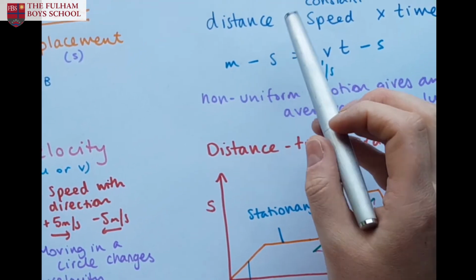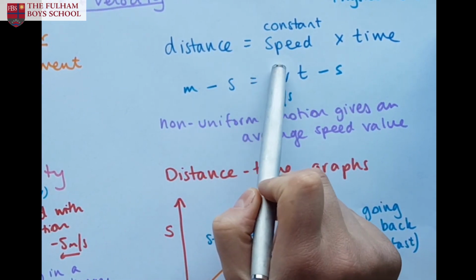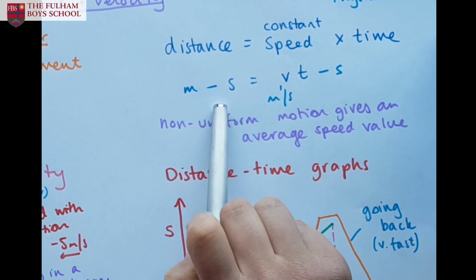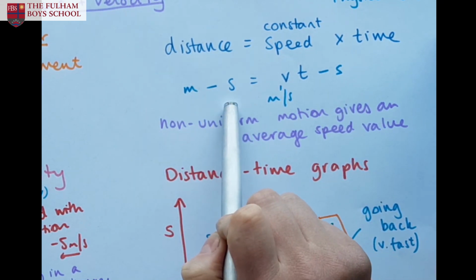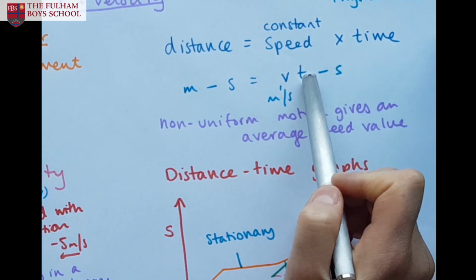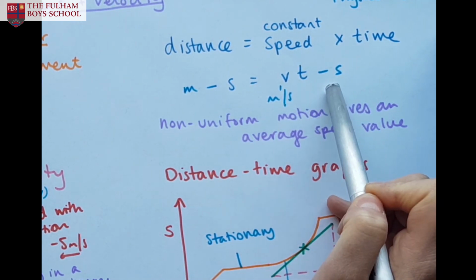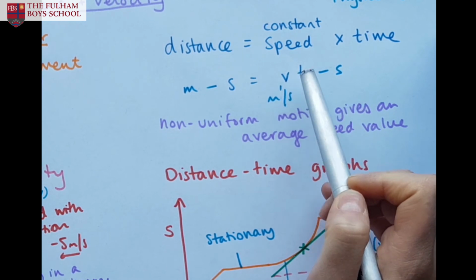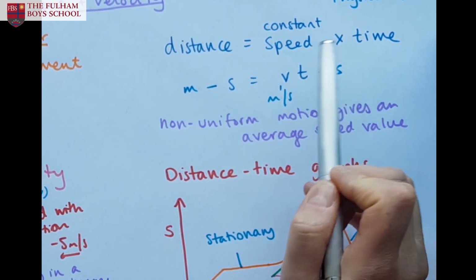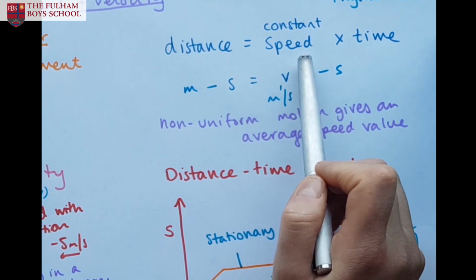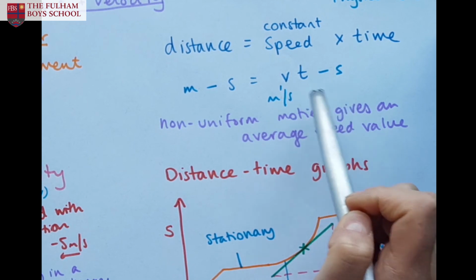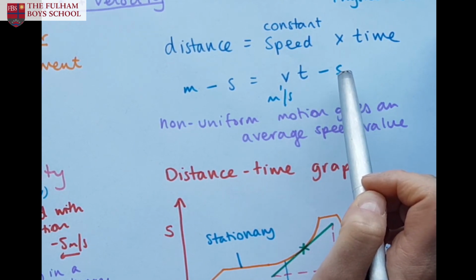We can calculate the distance by saying distance is constant speed times time. The symbol for distance is S, measured in meters, V for speed, T for time. Speed is meters per second, time is seconds. And this is for a constant speed. If we don't have a constant speed and you just use the distance and the time, distance divided by time to find the speed, you just get an average speed. If the speed is not constant, this will give you an average speed value.